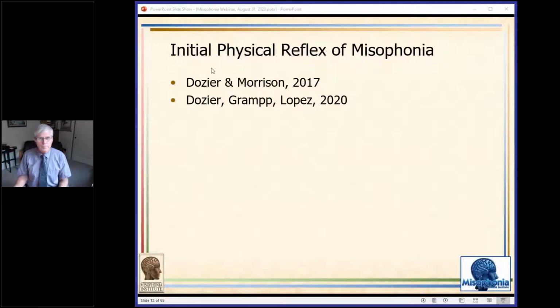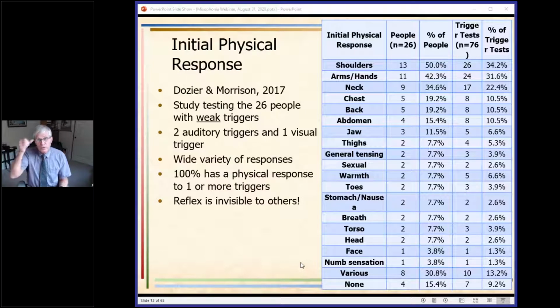Good. So the initial physical reflex is documented in 2 research studies that I led. One was published in 2017, and one just got published this year. In the one in 2017, we had 26 people experience triggers, very, very weak triggers, like a little sound. We had 100% of the people, 2 auditory, 1 visual, have a physical response to at least one of their triggers that they reported.